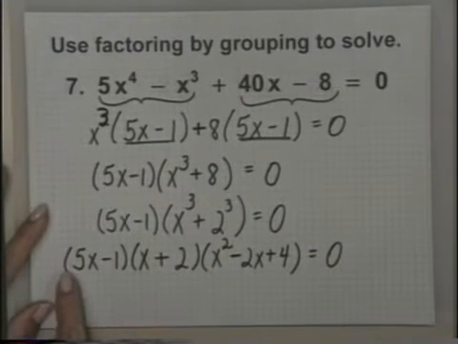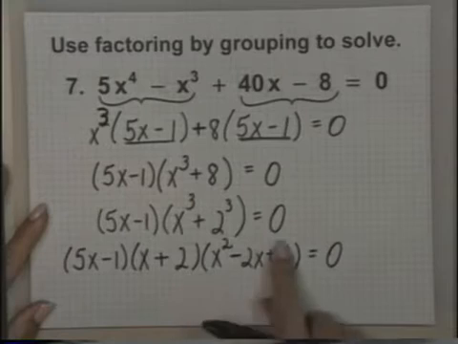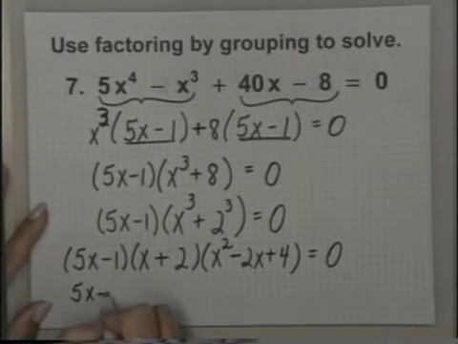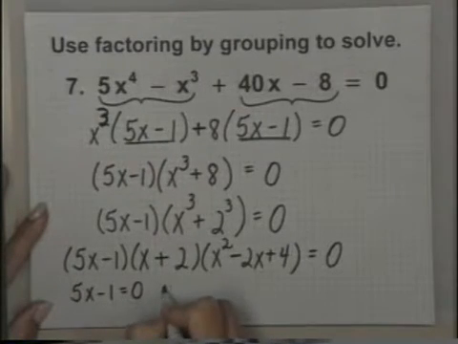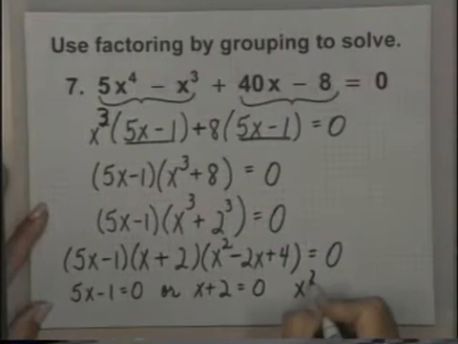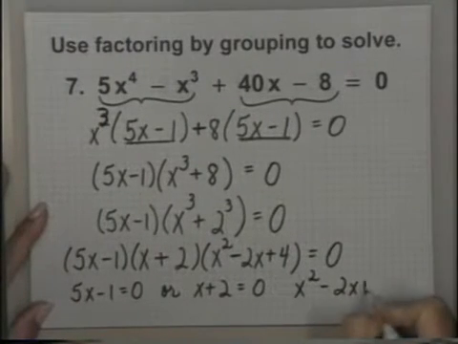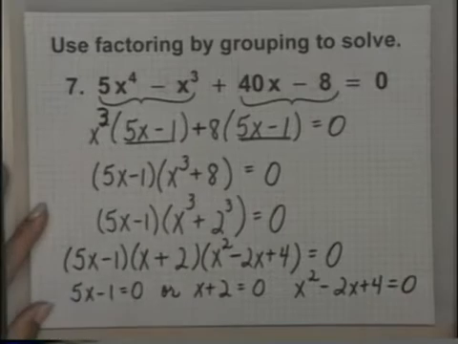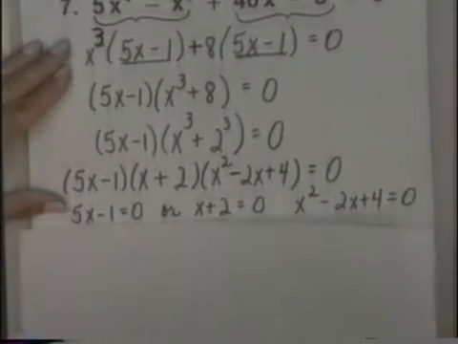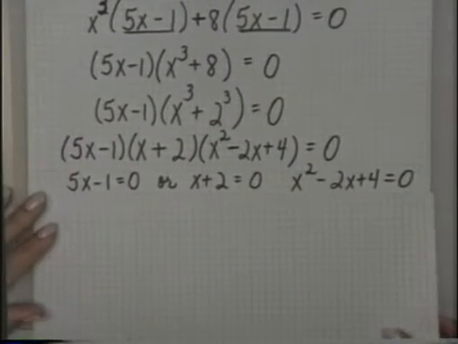If we have this factor times this factor times this factor equals 0, then we know that either the 5x minus 1 equals 0, or the x plus 2 equals 0, or the x squared minus 2x plus 4 equals 0. We have three equations. These first two are linear, and the third one is quadratic. So let's work on solving these three equations.